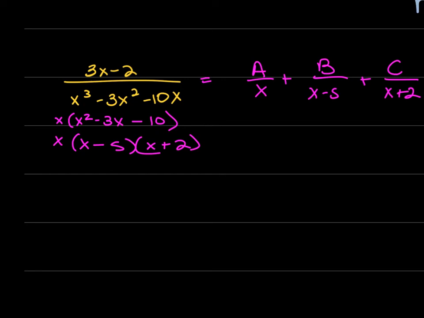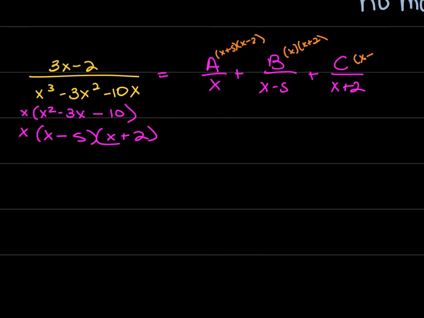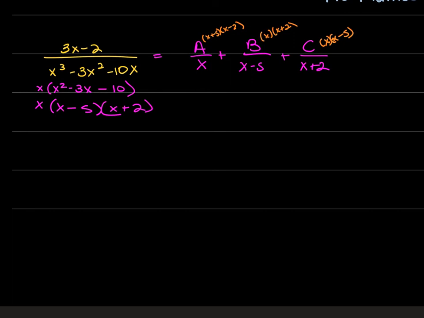Okay, then comes, how do I plug in? You can either look at these and say what's missing. This would be x plus 5, x minus 2. This is x and x plus 2. This is x and x minus 5. So I'm going to rewrite those numerators.